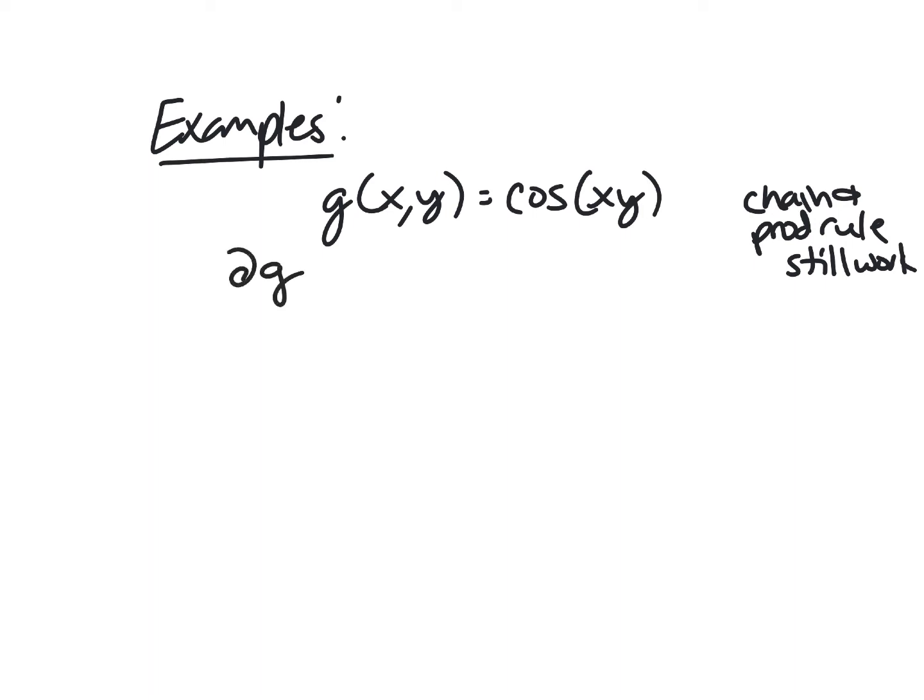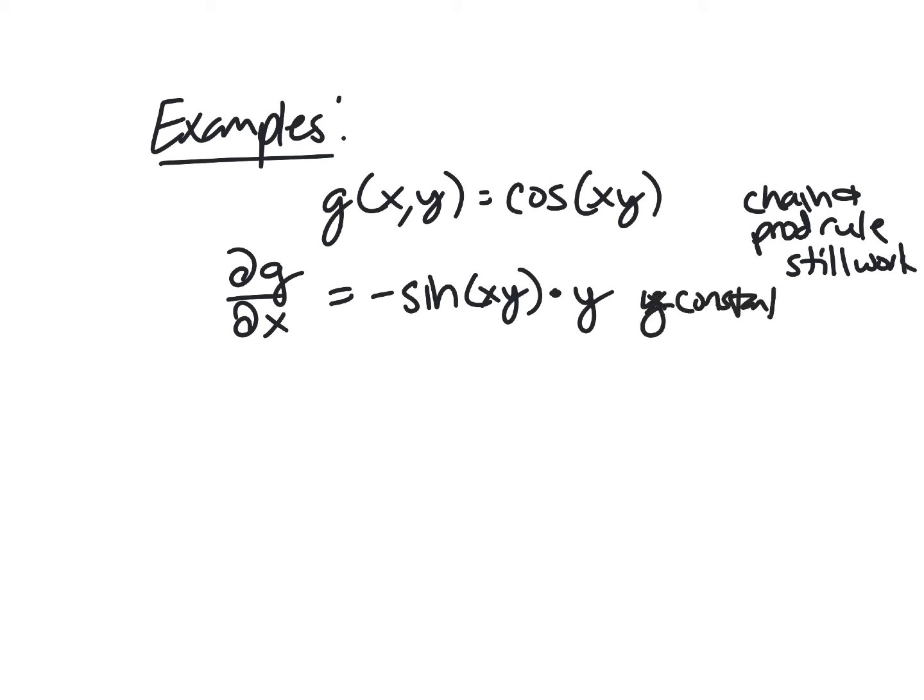So here I'll write another notation, so we'll do del g del x. Here is going to be, well, chain rule. So cosine goes to negative sine, still do the inside, but here y is constant, and so the derivative of xy is going to be y, right? Because again, y is constant, x is my variable. And similarly, this one is symmetric, right? So this is going to be the same, just replace that y with x, because the derivative of xy with respect to y would be the constant x.